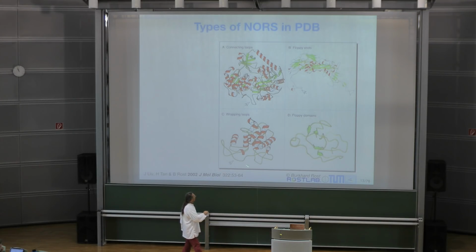The third type of case we found, and overall we found, I don't know, tens of cases, is where the loop, similar to this one, is now actually not connecting two domains. Now the loop is sort of wrapping around the molecule, like a wrapping paper or something like that. If you look at the space-filling model of this, you see it nicely fits in there.